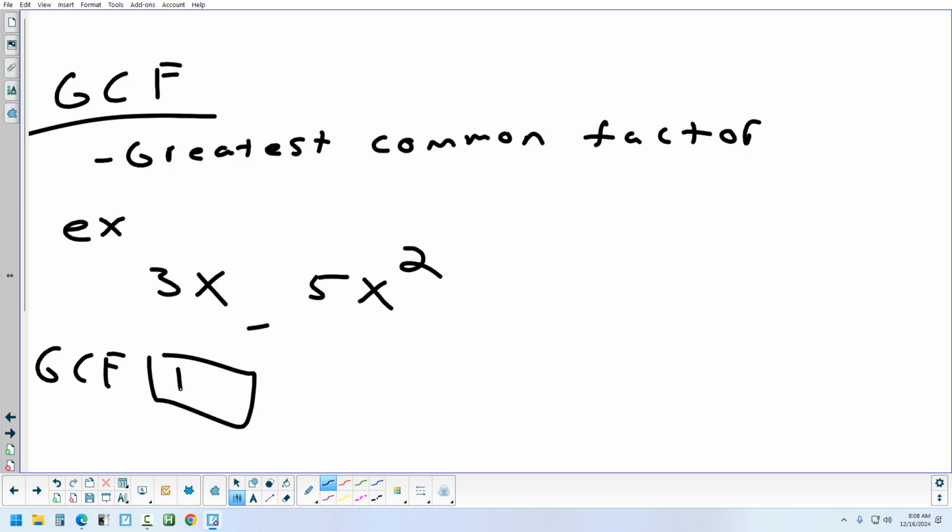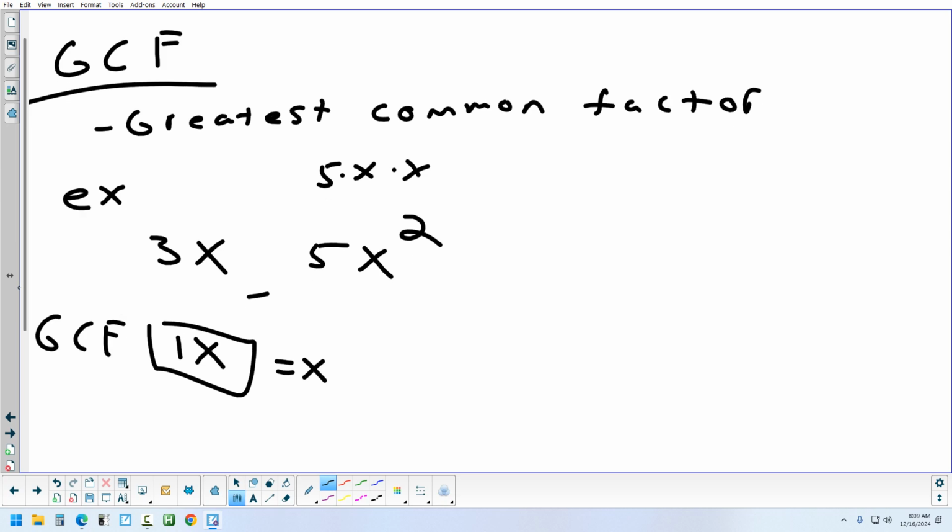And now, how many x's does the first one have? In 3x, how many x's are there? Yep, 1. How many x's in 5x squared? 2 x's, like if you wrote it like this. So the first one has 1, the second one has 2. How many do they both have in common? Yep, just 1. So that's the GCF, 1x, or most of the time I think they're just going to have you write x. That's it. That's called finding the GCF.